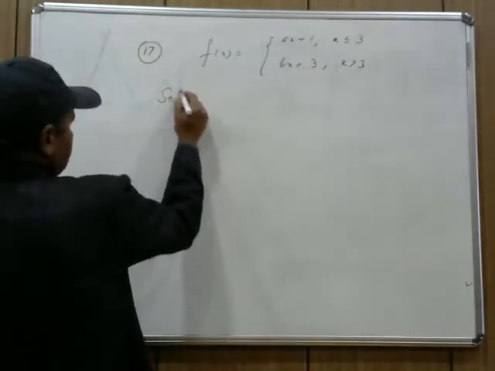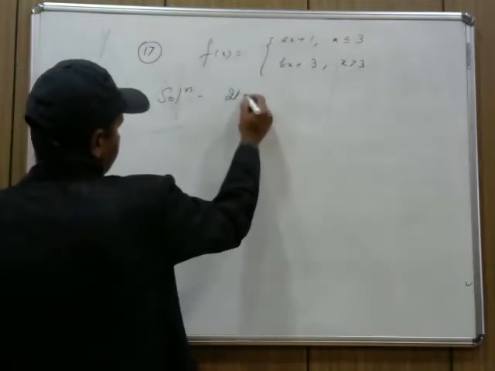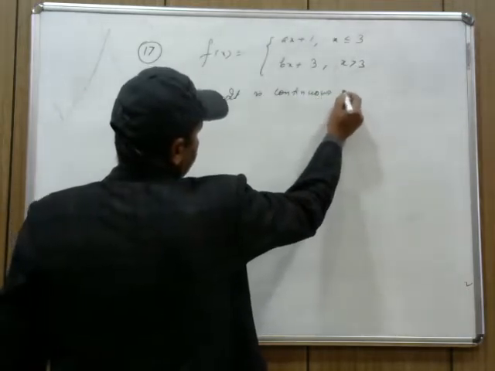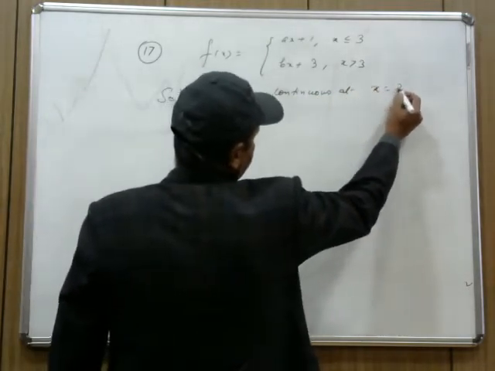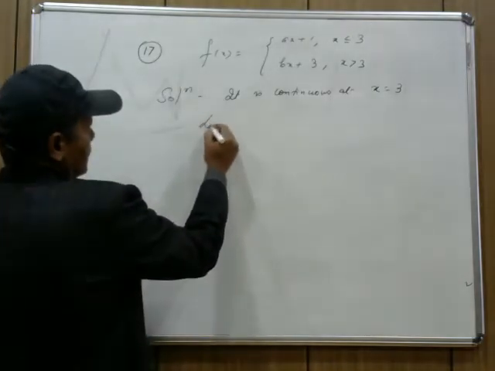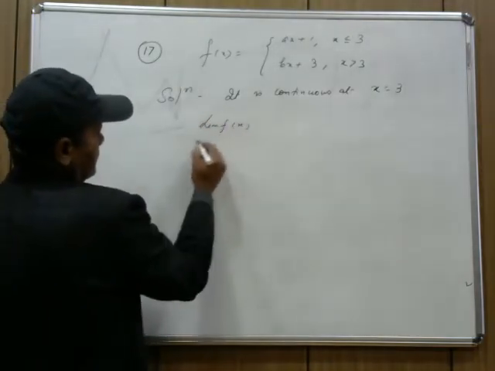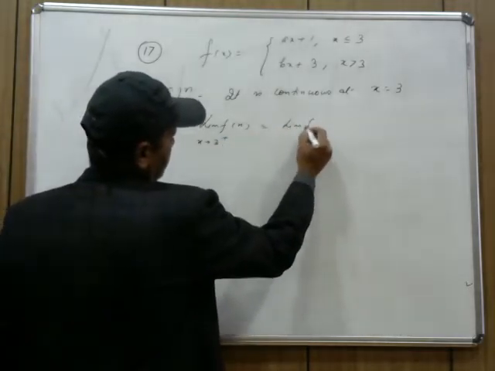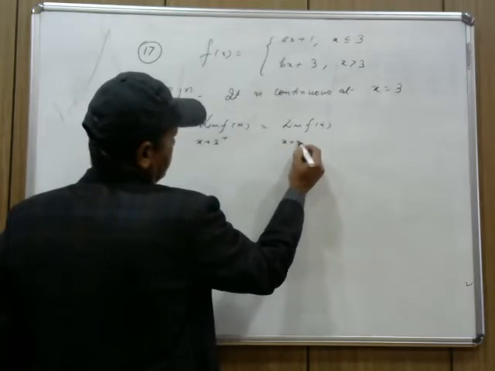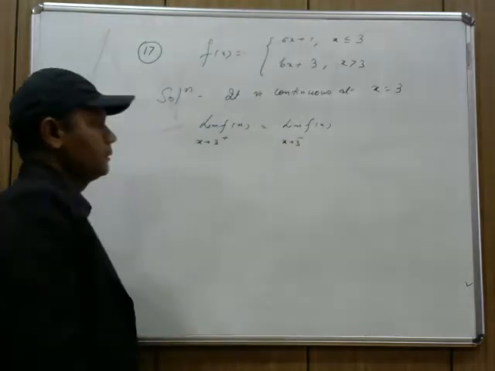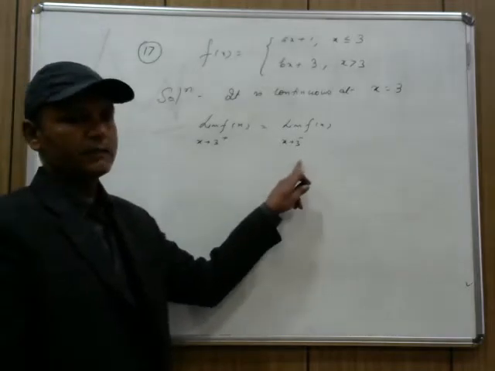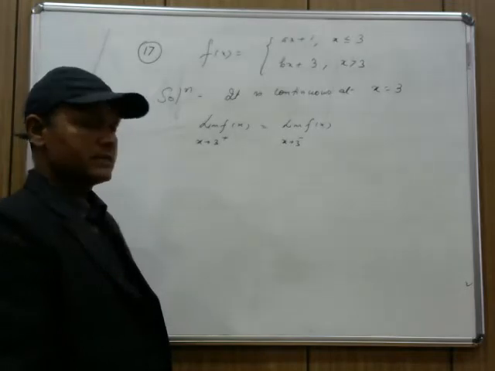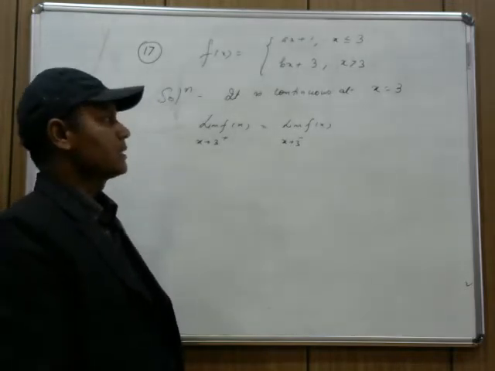Since it is continuous at x is equal to 3, it means limit of the function f of x as x tends to 3 plus is equal to limit f of x as x tends to 3 minus. That means the right hand limit and left hand limit will be same, then only we can say yes, it is continuous. And now it is given that it is already continuous, then find the relation between a and b.